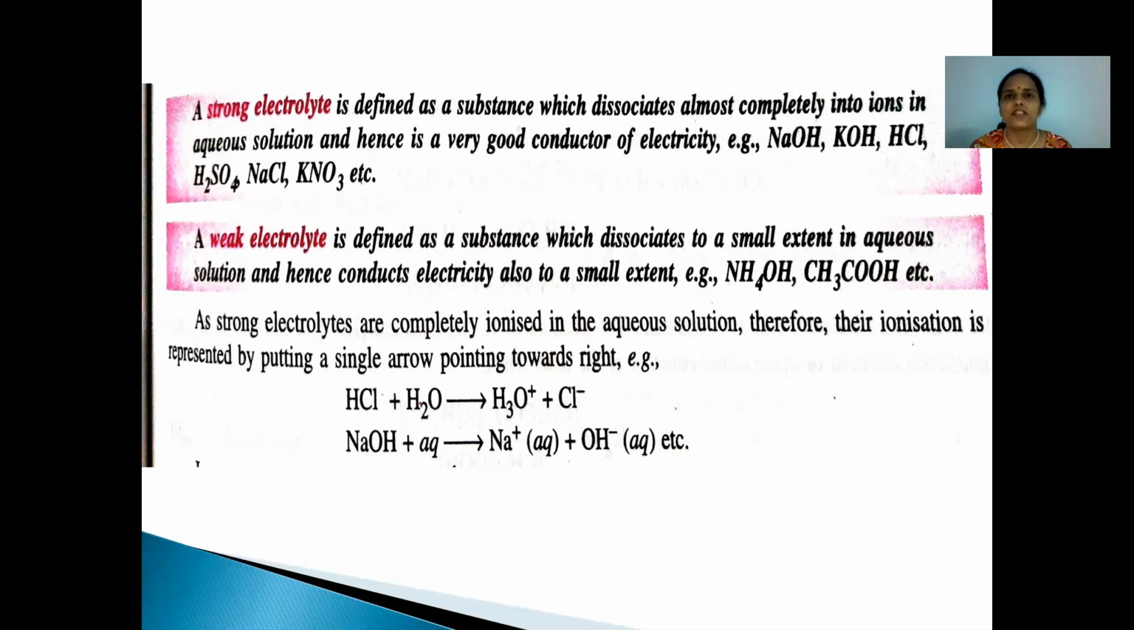A weak electrolyte is defined as a substance which dissociates to a small extent in aqueous solution and hence conducts electricity also to a small extent. Example, NH4OH, CH3COOH, etc. So strong electrolytes are completely ionized in aqueous solution. Example, you can see HCl plus H2O gives H3O+ plus Cl-. Similarly, you can take the case of NaOH, on treatment with water, it gets dissociated into Na+ and OH-.